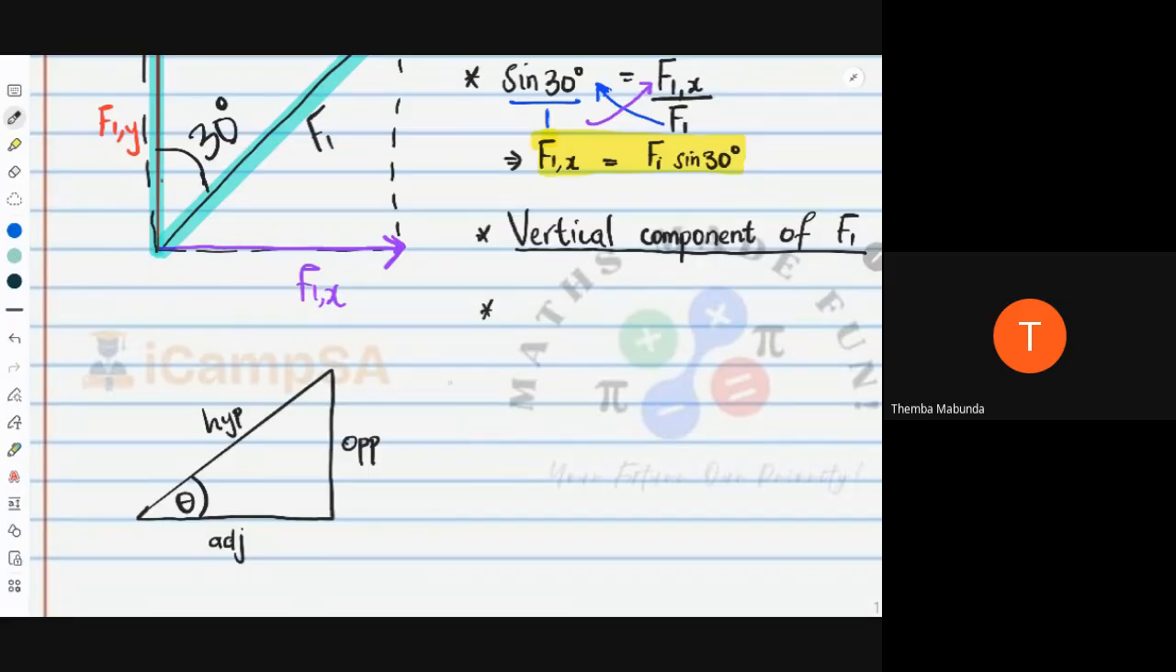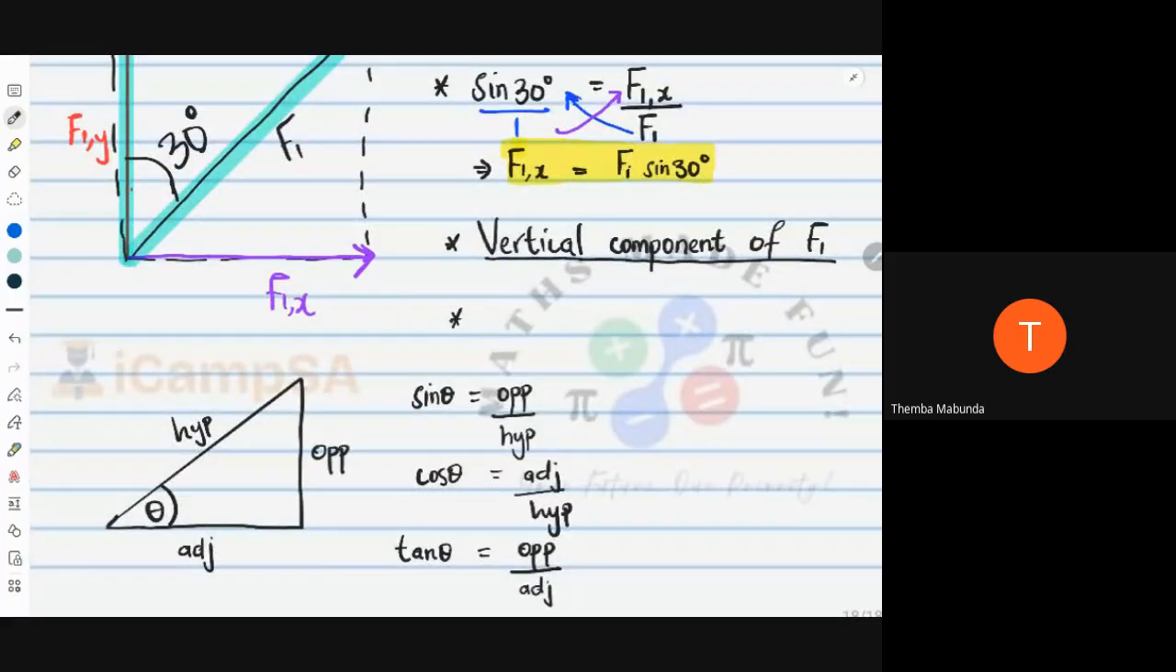That's your adjacent. And where theta is looking to, that's your opposite side. So we would say sine theta is opposite over hypotenuse. Right? Cos theta is adjacent over hypotenuse. You have to know these things. Then tan theta is simply opposite over adjacent. Okay. So these are the relationships that are from mathematics. We also use them here in physics, especially in this case.